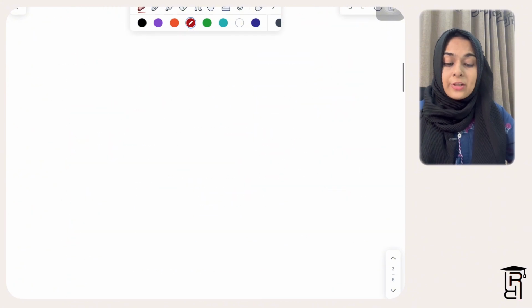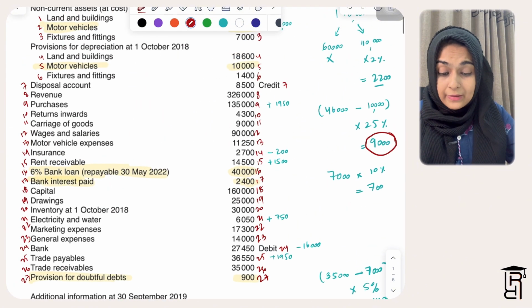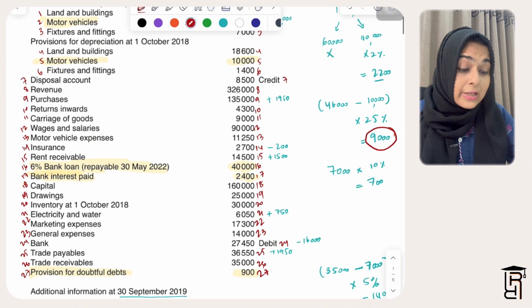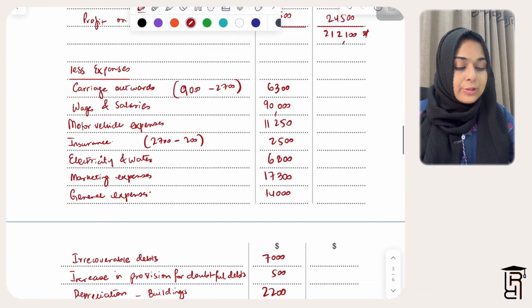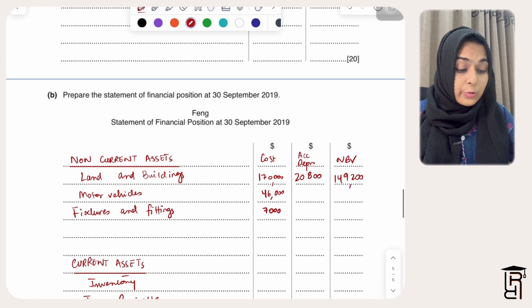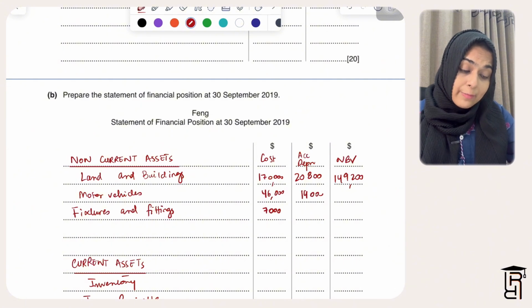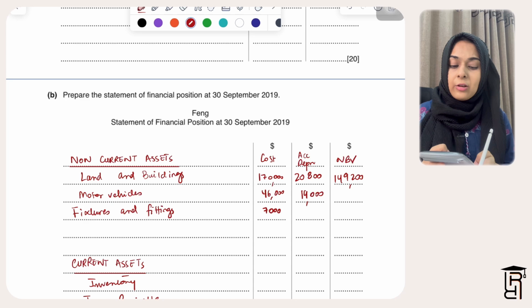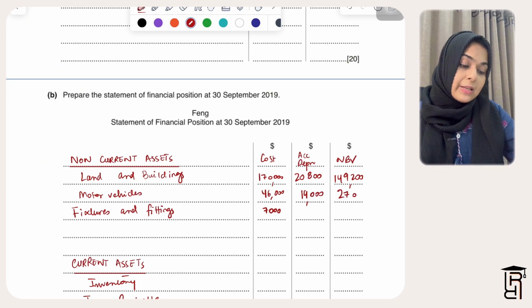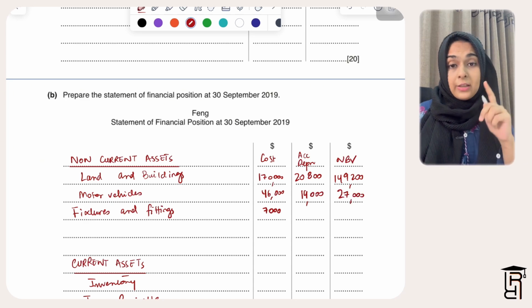Similarly, the total depreciation at the start of the year for motor vehicles was 10,000, and I charged 9,000 for motor vehicles this year. So my total depreciation for motor vehicles is going to be 19,000, which I'm going to subtract from 46,000. So 46,000 minus 19,000 will give me 27,000 as my net book value for motor vehicles.